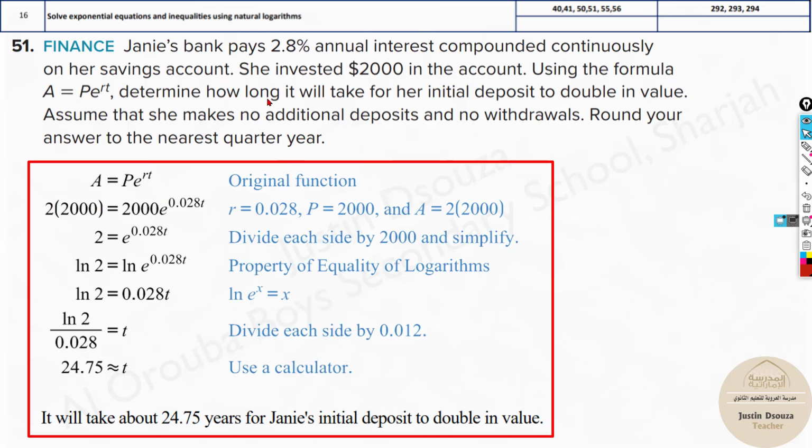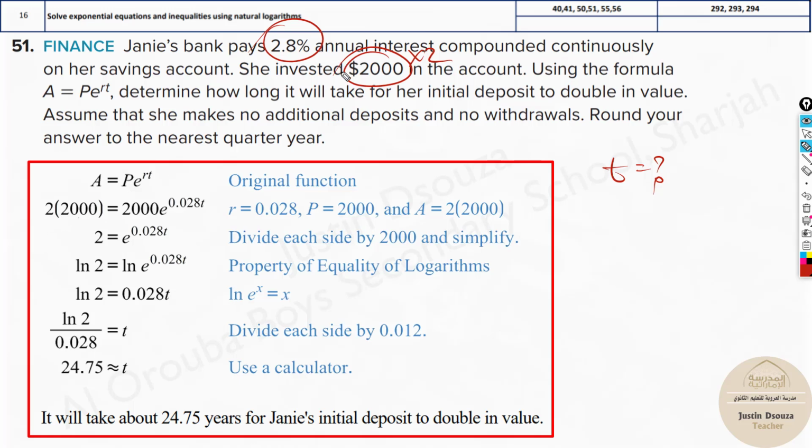So I'll just walk you through this. Here they have told Jamie's bank pays 2.8 annual interest compounded continuously on a savings account. She invested 2,000 in the account. Using the formula given, determine how long it will take for the initial deposit to double its value. The only thing is, here they have given you the principal amount P, R is given, time is unknown. They're asking what time will it take for whatever she invested to be doubled two times. So you have to just write 2 times 2000.